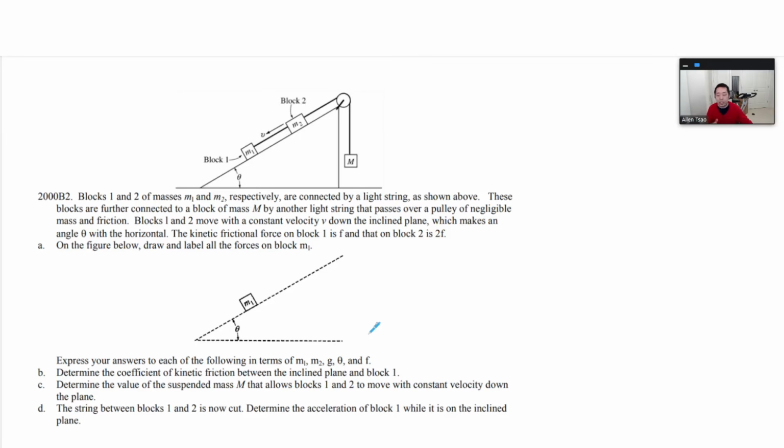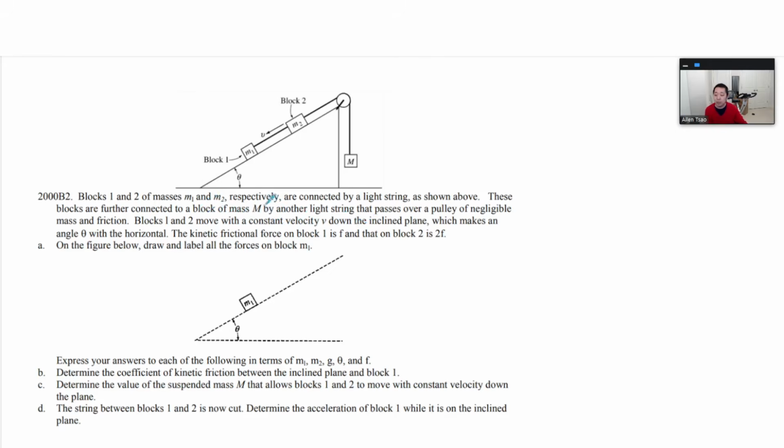So when you get all this information, I usually try to connect everything that's happening with the picture. Pictures are super important. If the problem doesn't give you a picture, you should draw your own picture of what's happening, because that's the best way for you to visualize all this information, because otherwise it's a bunch of words here.